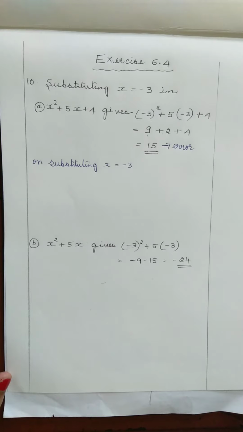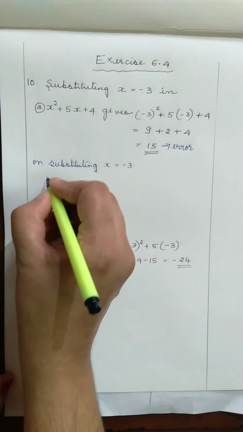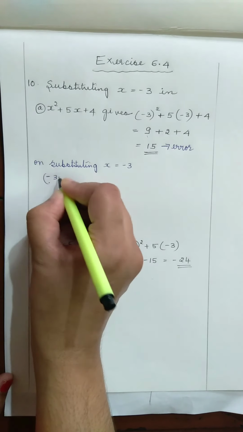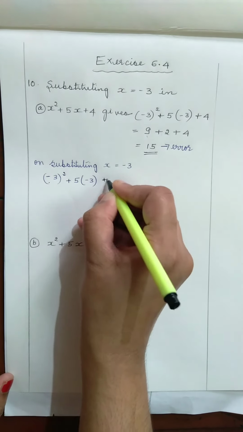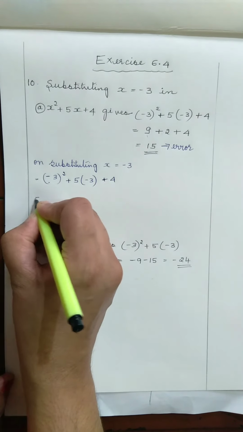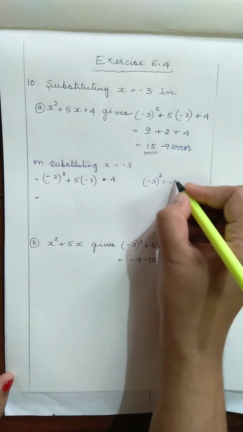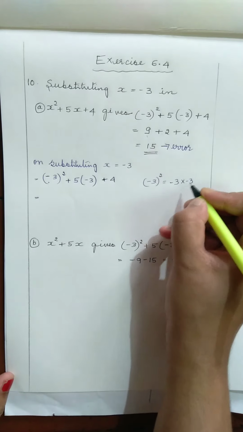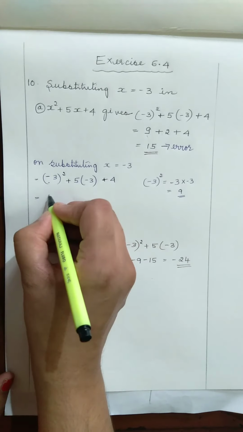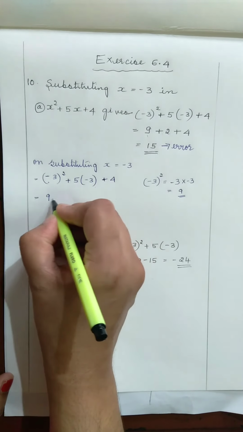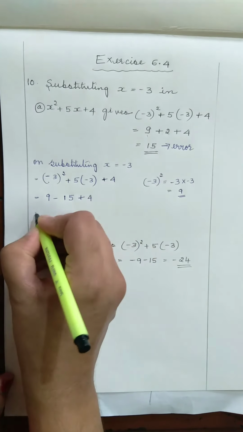So on substituting x equal to minus 3 in the equation x square plus 5x plus 4, minus 3 whole square plus 5 into minus 3 plus 4. That will be equal to minus 3 whole square. So we know that minus 3 whole square is equal to minus 3 into minus 3. That is minus into minus, it is plus. 3 threes are 9. So minus 3 whole square is 9. Plus into minus, it is minus. 5 threes are 15 plus 4.